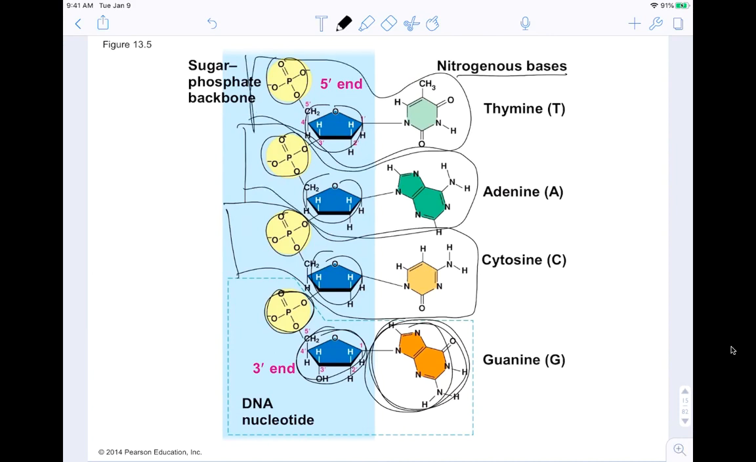So in this picture, we have 1, 2, 3, and 4 nucleotides. And you can see our 4 nitrogenous bases represented here. So this is one half of our DNA molecule because we know that DNA is a double-stranded helix. This is only one strand.